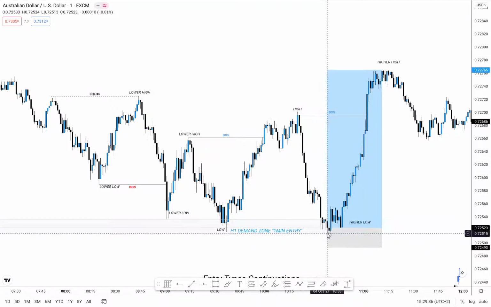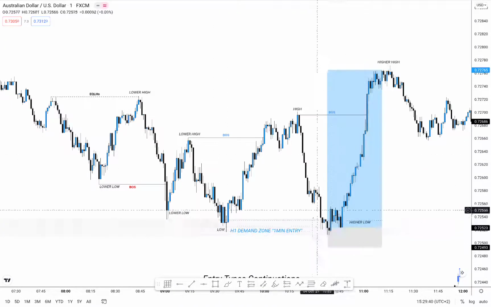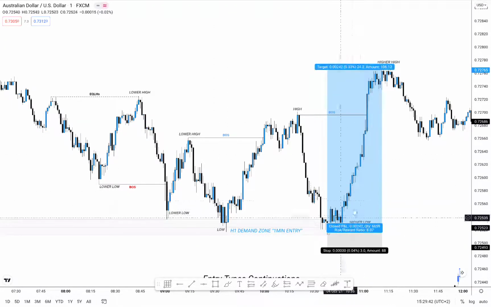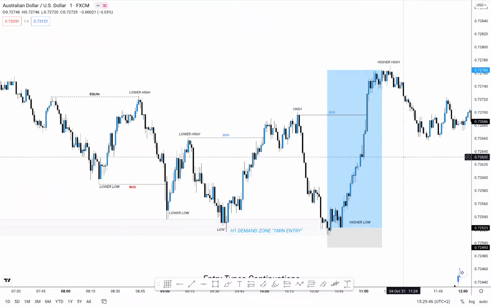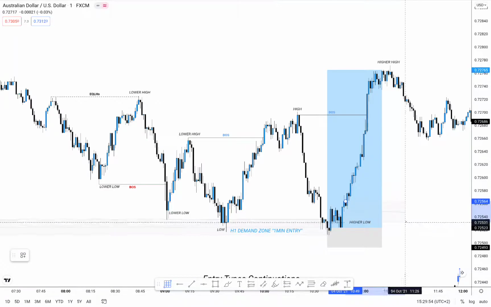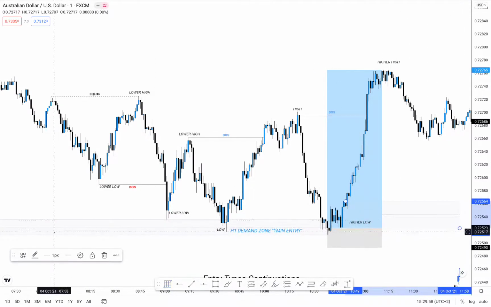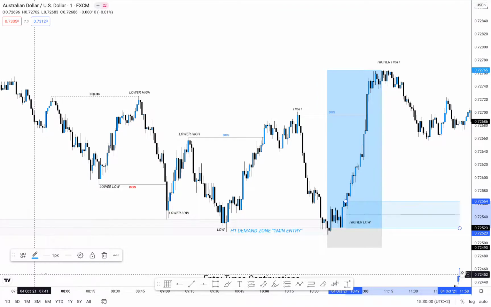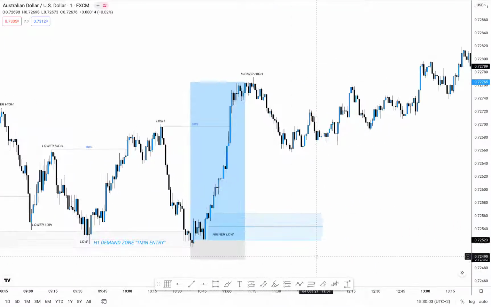Once that happens, we already have confirmation number one. So we can enter on this first break of structure, which is here, and then catch this move to the upside, right? From there, we now look for our second order block, which is within this area over here. I'm going to mark it off as blue. We have to wait for price to return back into this order block.